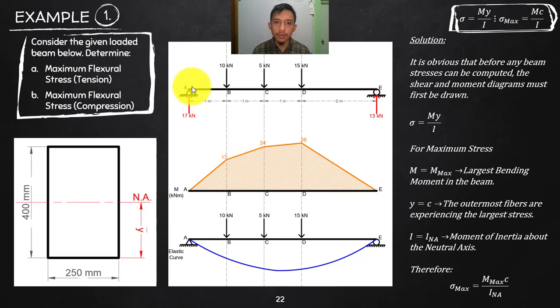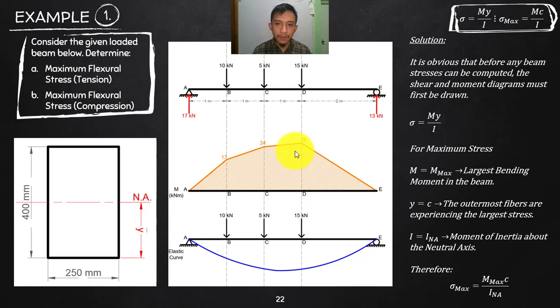For starters, you need to draw the moment diagram. But if you are already well versed with this, you can find the maximum moment by using the equations. And in your higher subjects, you already have a ready formula for the maximum moment for a certain type of loading. But for us, let's start by drawing the moment diagram. So this is the moment diagram. Where is the maximum moment? You can find it here.